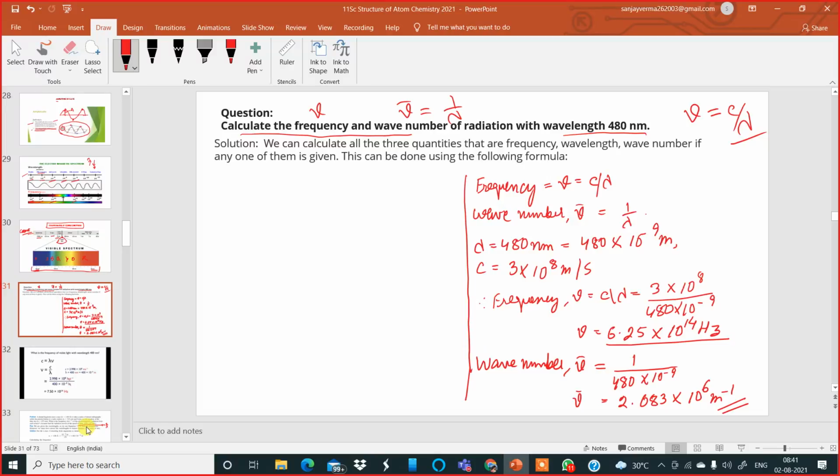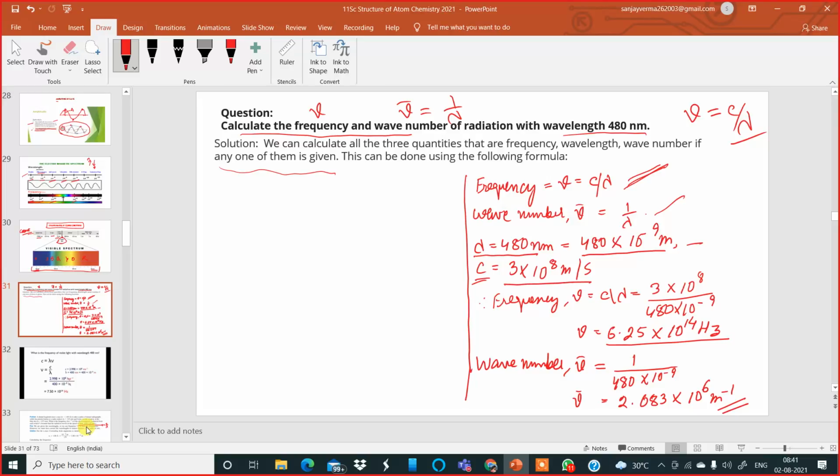Now we can calculate all three quantities, that is frequency, wavelength and wave number, if any one of them is given. This can be done by using the formula. I've written the formula already over here. Frequency, small v, is equal to c by lambda. Wave number, v dash, is equal to 1 by lambda. The value of the wavelength is given, 480 nanometer. This nanometer means 480 into 10 power minus 9 meter. And c is the speed of light, which for radiation is 3 into 10 power 8 meter per second.